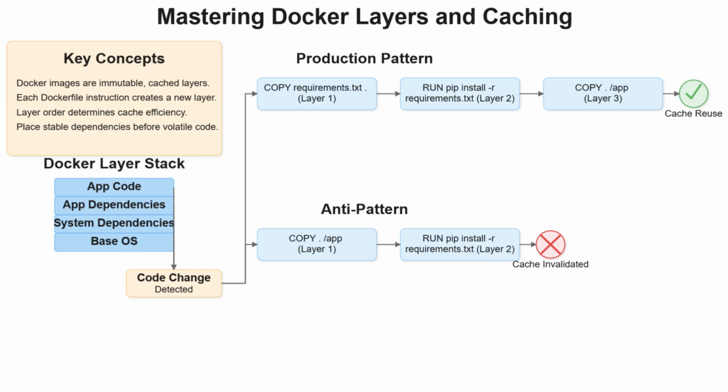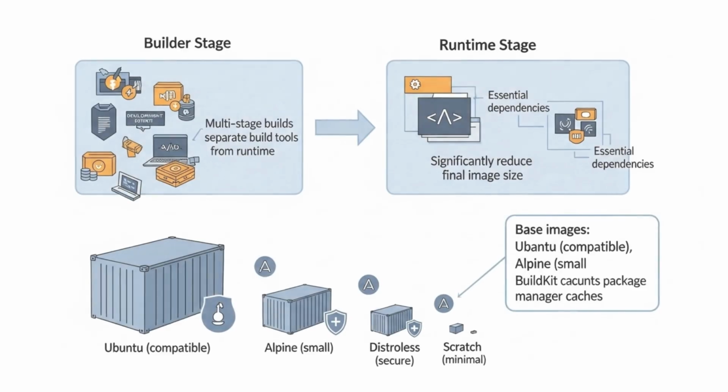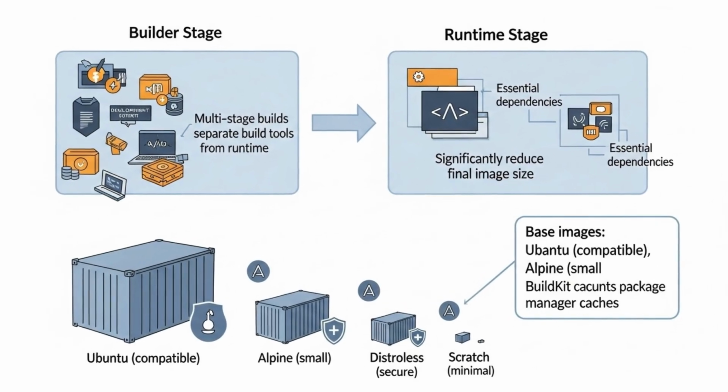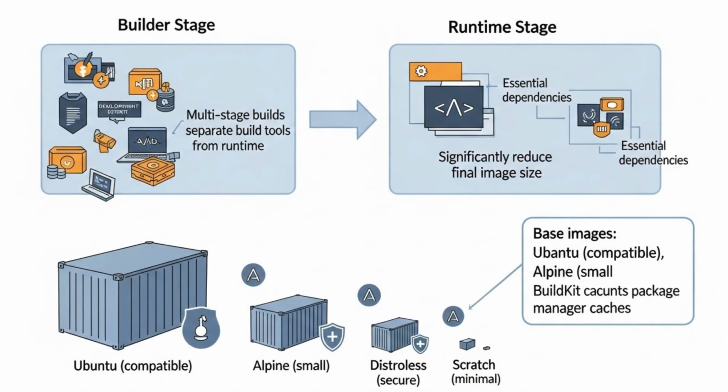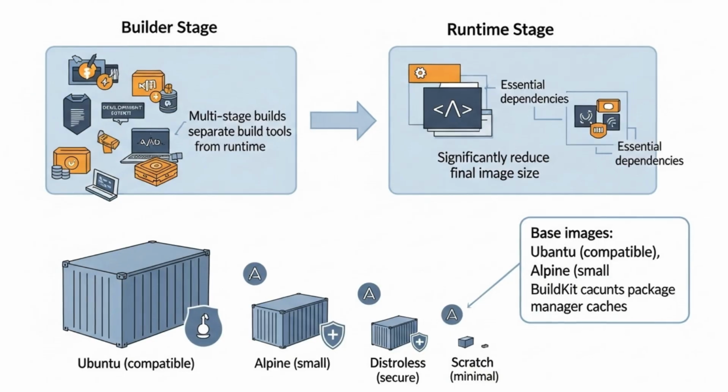Multi-stage builds solve this by defining separate builder and runtime stages. The builder stage compiles your application, installs dependencies, and generates artifacts. The runtime stage then only copies the necessary artifacts from the builder, discarding all the heavy build tools. This drastically reduces your final image size, improving cluster bin packing efficiency, as seen at companies like Google.